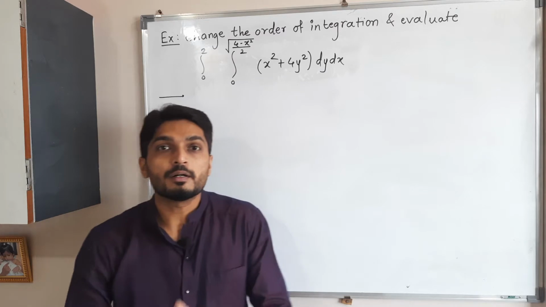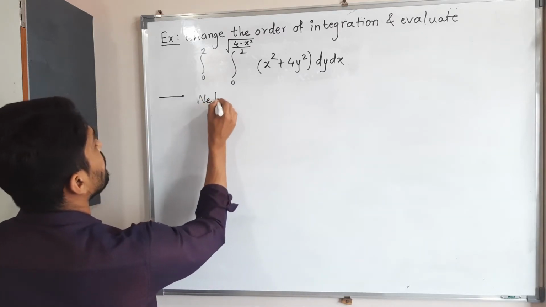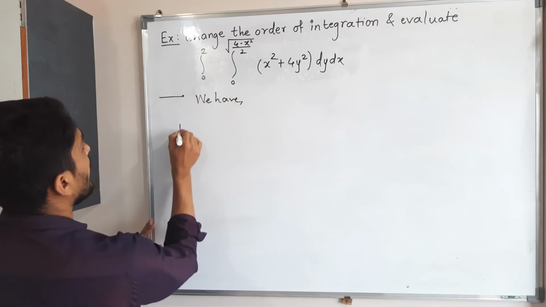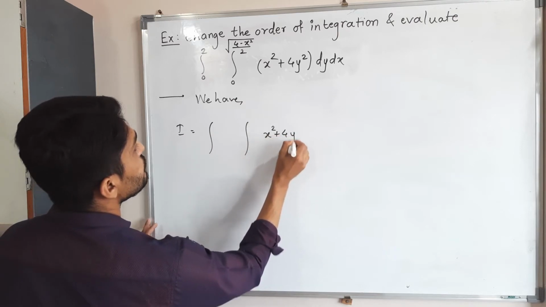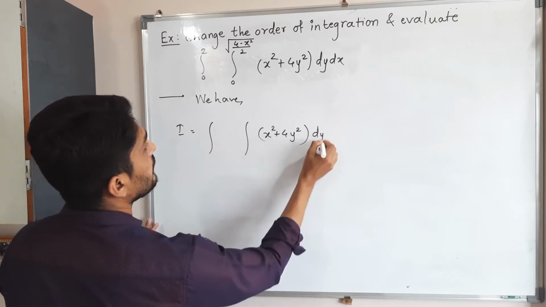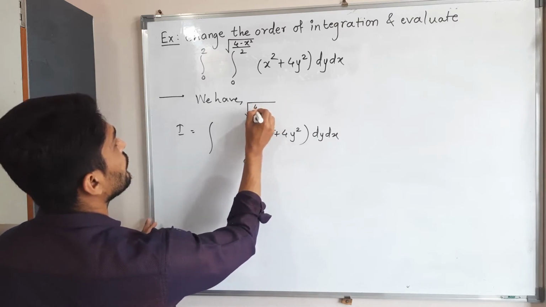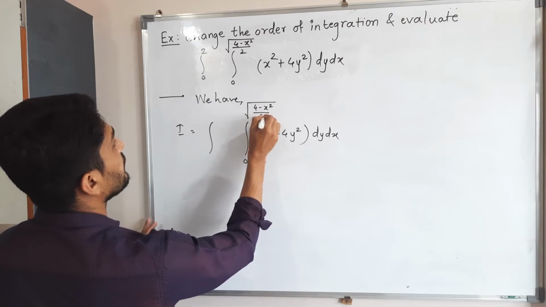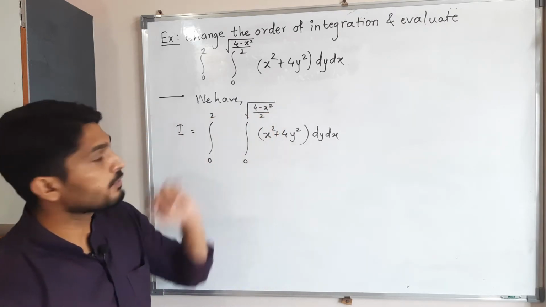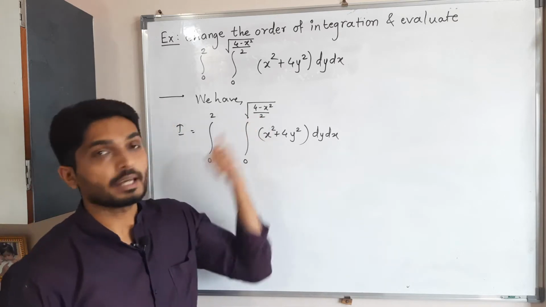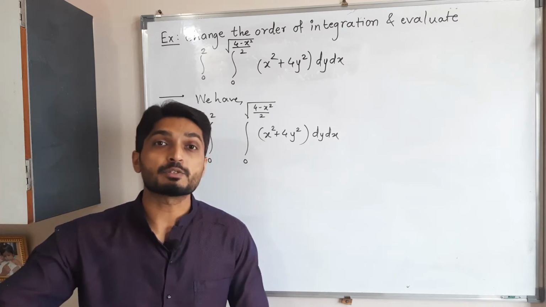So what will I do? I will write the problem first. So simply we have I equal to the integration of x square plus 4y square dy dx, with limits 0 to root of (4 minus x square) by 2, and here 0 to 2, right? So this is a function of x, so these are the limits of y. When we have a function of y, then these are the limits of x.